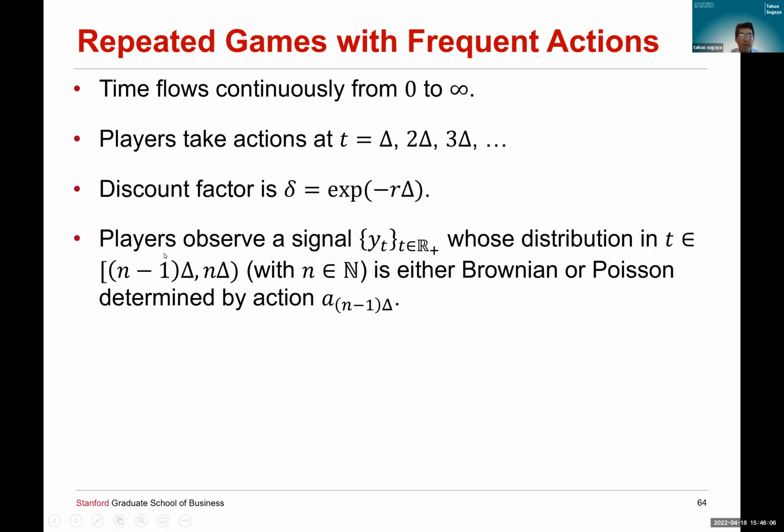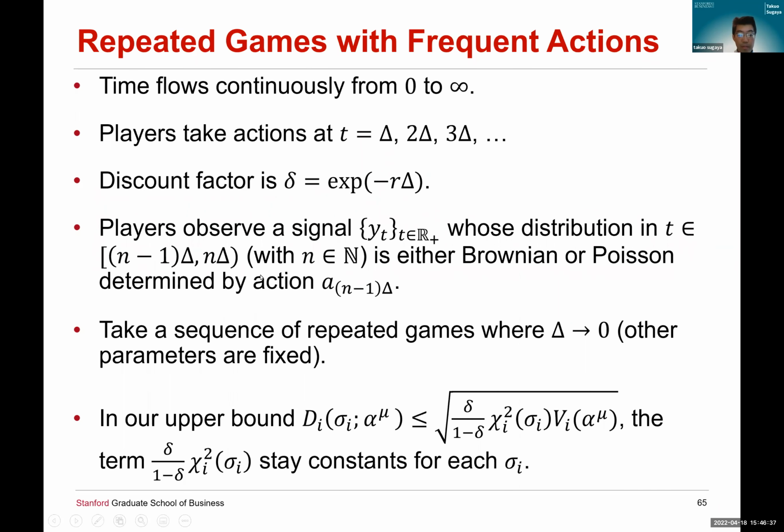And we take a sequence where capital delta goes to zero. In that case, the discount factor goes to one, but since the time interval is getting smaller and smaller, the amount of information that we can get about a particular action taken at a particular time period is getting smaller and smaller. So in that sense, we are deteriorating monitoring and making the discount factor go to one at the same time. So what's going to happen to our upper bound? Our upper bound on deviation gain is less than the square root of this formula.